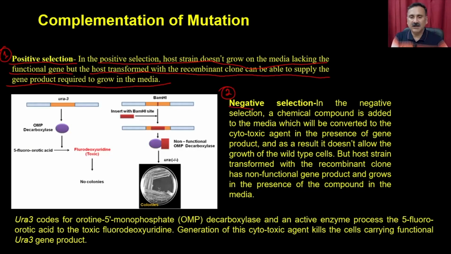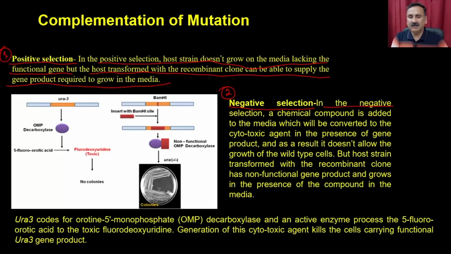Negative selection is when restoring the activity of the gene is going to kill the transformed host. So in the negative selection, a chemical compound is added to the media which will be converted into a cytotoxic agent in the presence of the gene product, and as a result it does not allow the growth of the wild type. But the host strain transformed with the recombinant clone has a non-functional gene product, and it grows in the presence of the compound in the media.